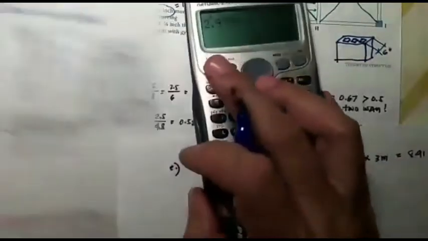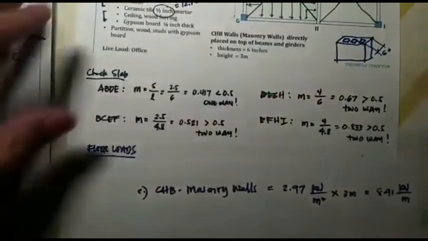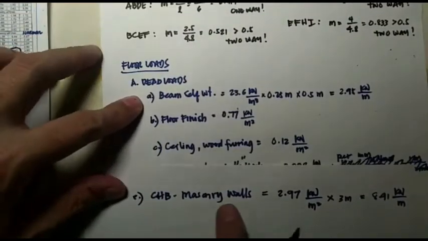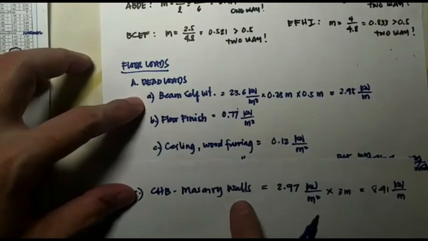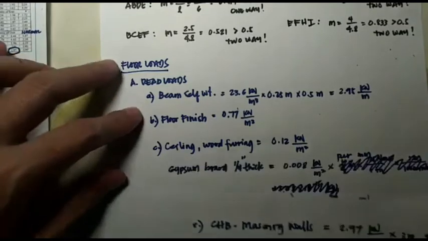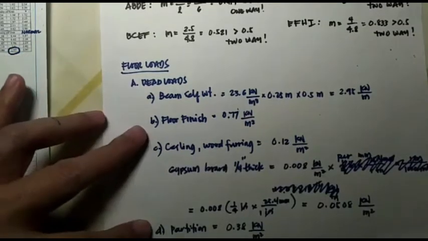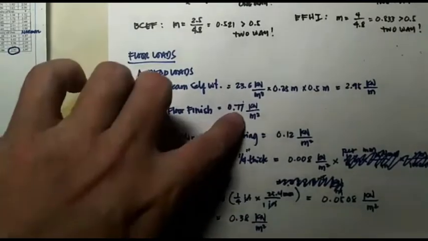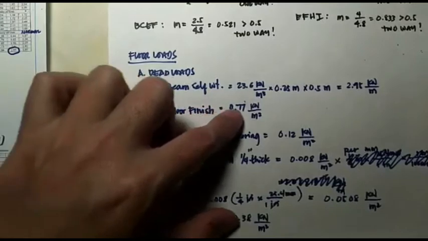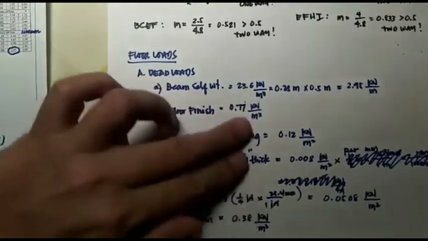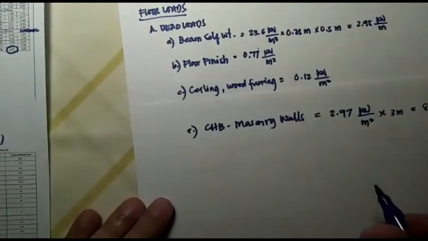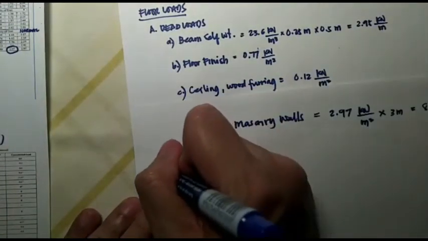So kung mapapansin nyo, among sa mga dead loads, yung self-weight at saka tong CHB masonry wall directly naka-apply sa beam and girder. Kaya siya kilonewton per meter parehas. Pero yung letter B, letter C, letter D, lahat tong tatlong to is in kilonewton per square meter kasi hindi naman siya directly naka-apply dun sa beam but rather sa area. Now, let's proceed now for the live load.